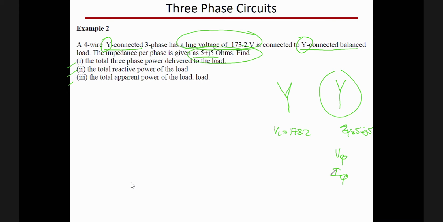Yes. Remember that we have two approaches to do this. Either we solve the 3-phase system as is, or we can represent this as a single phase representation. But I'm going to do it with the 3-phase system. So what do we have? We have Y source connected to Y load.